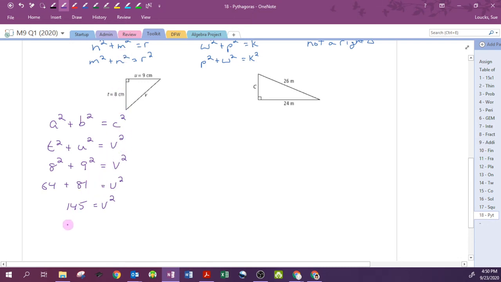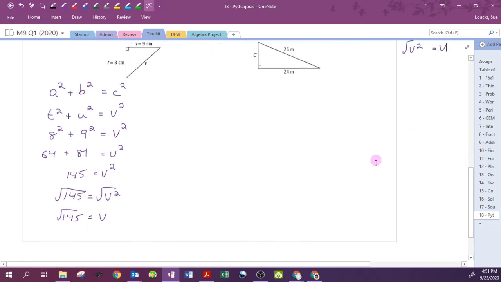So our next line is that the square root of 145 is the square root of v squared. And the square root of 145 is v. Okay, so this is kind of an aside: the square root of v squared is v, because in here we took the v, we squared it, and then we unsquared it. The square root is unsquaring something.